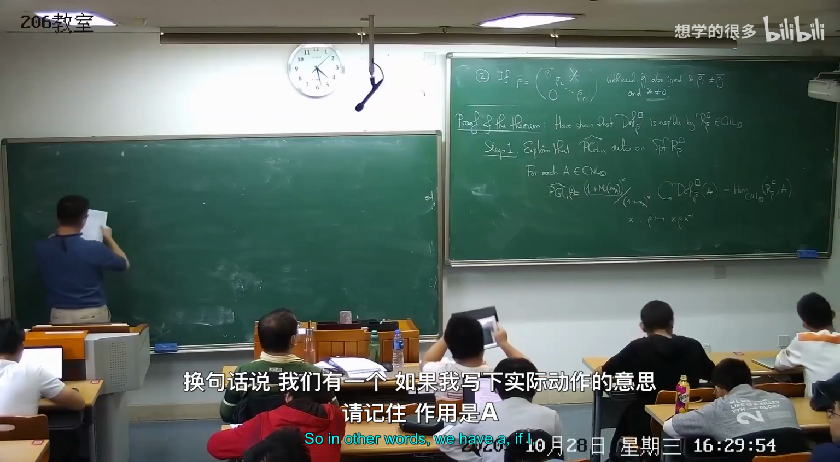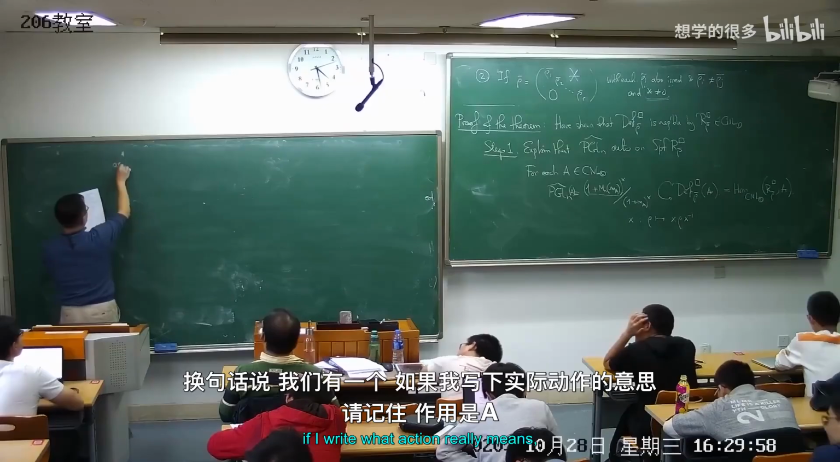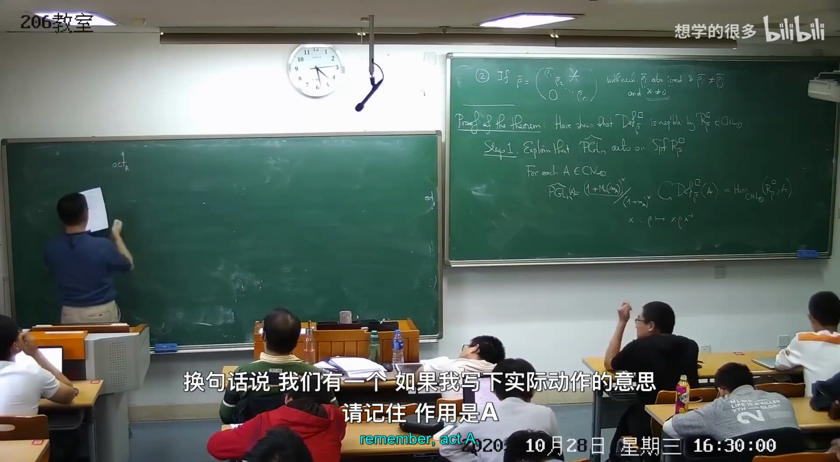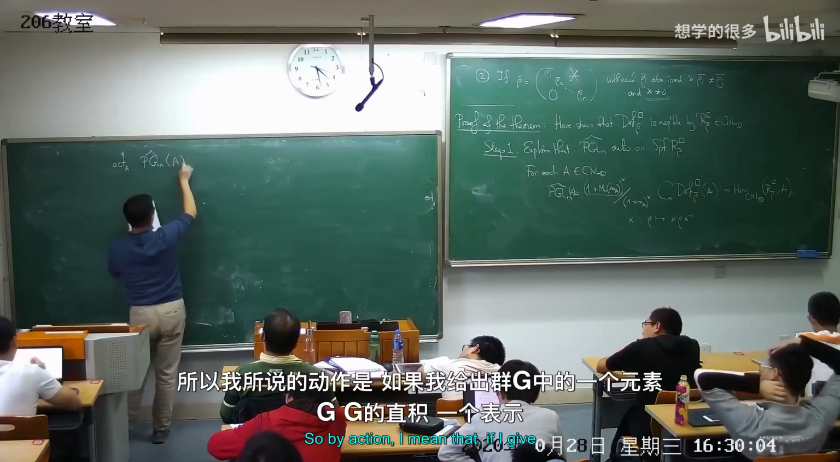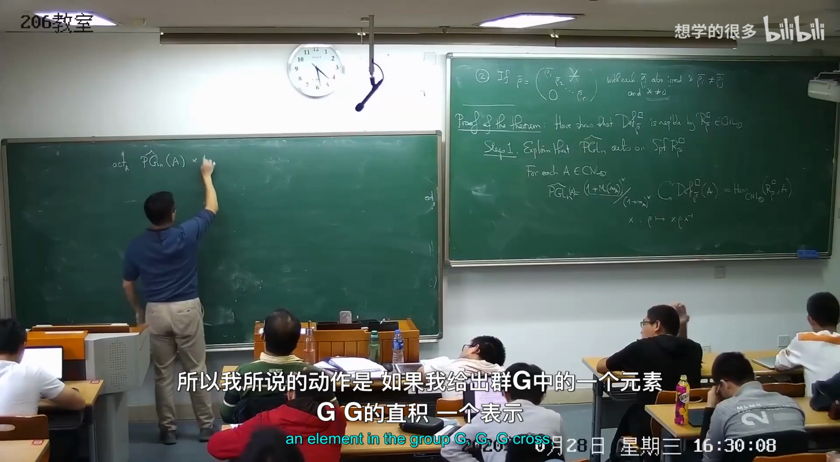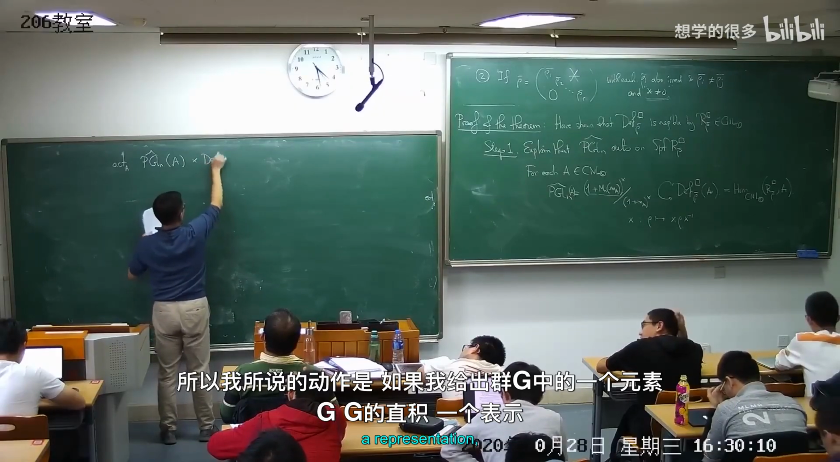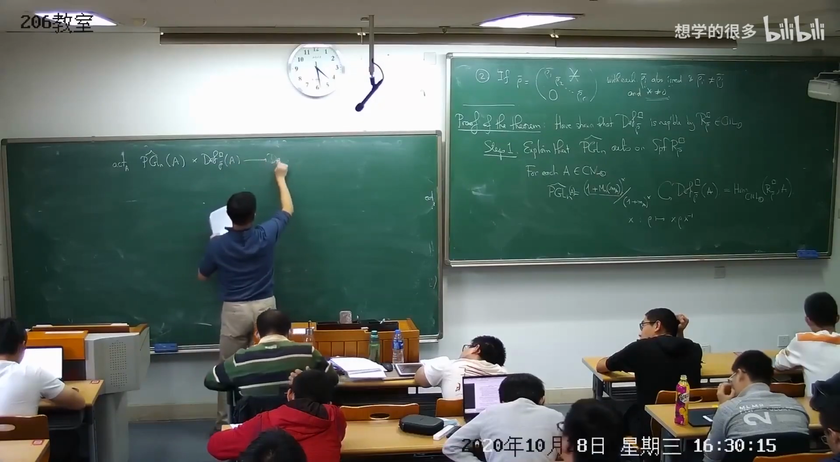So in other words, if I write what action really means, remember it really means an action. By action I mean that if I give an element in the group G cross A, representation, I will get another representation. Okay.